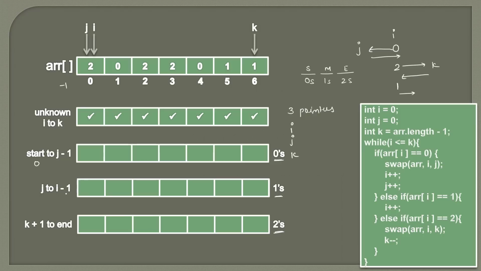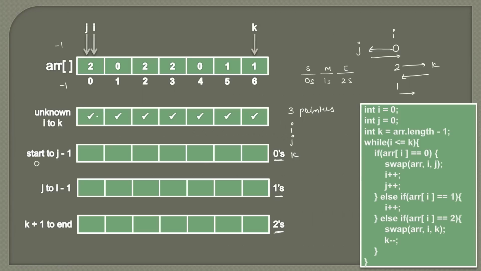From j to I minus 1, which is also an unknown area. From k plus 1 to the end, which is the last index. If we do k plus 1, we'll go out of the array. So this is also an unknown area. So at the start all the elements are unknown and all the regions are unfilled. Now we'll slowly move ahead and try to fill each and every region.